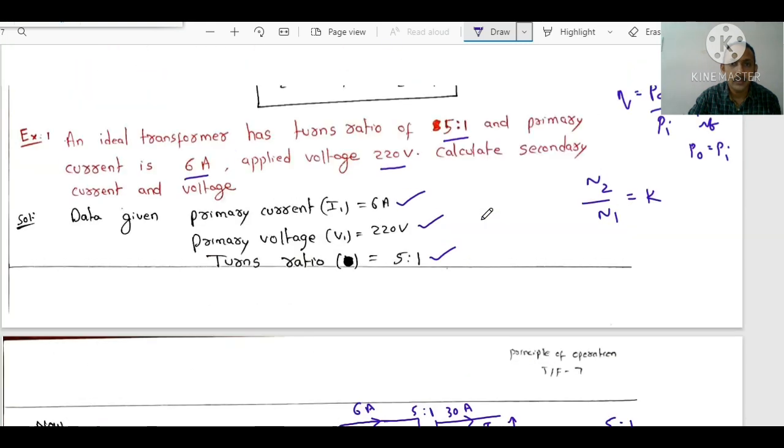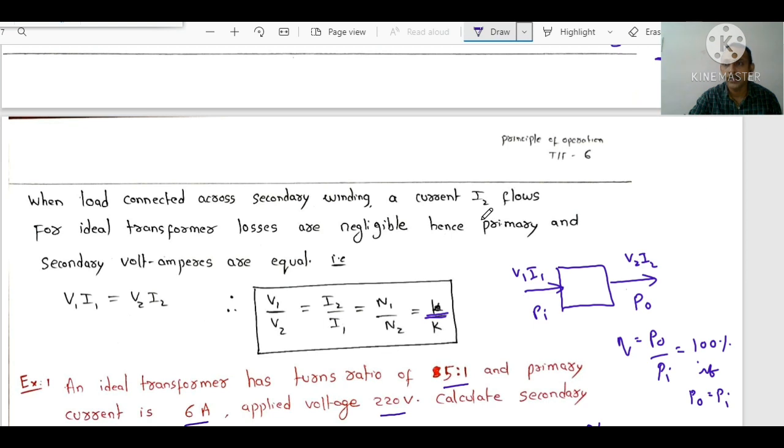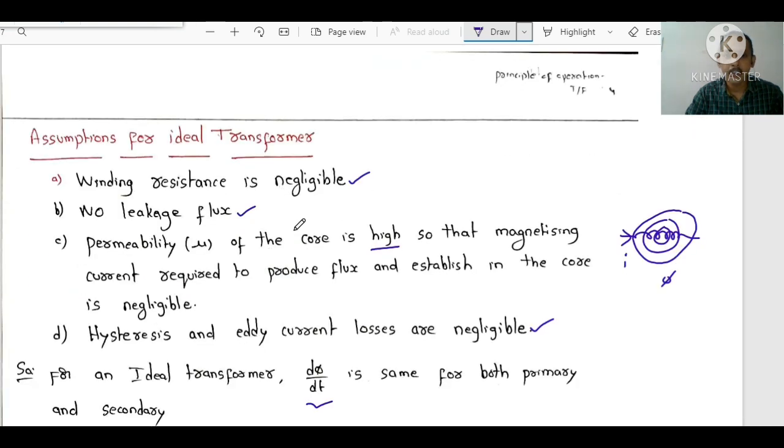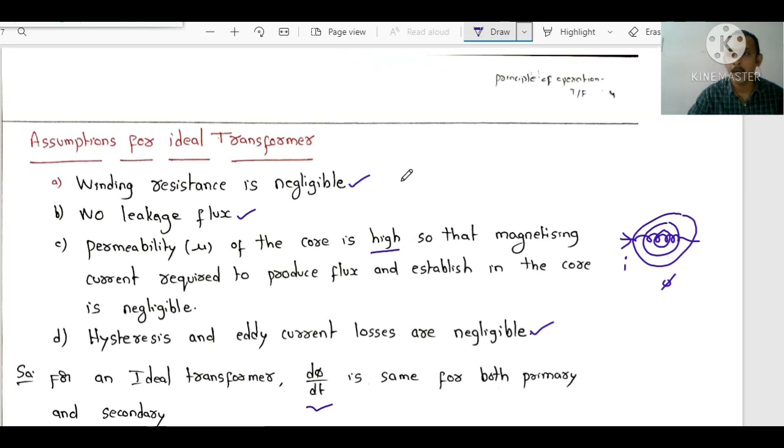Clear? Okay, please remember primary side voltage, primary side current, secondary side voltage, secondary side current. Transformers just transfer power from one circuit to another without any change in frequency. There will be change in the voltage and current levels depending upon whether it is a step up transformer or step down transformer. Ideal assumptions for a transformer: winding resistance is negligible, no leakage flux, permeability of the core is high, and hysteresis and eddy current losses are negligible. If these points are highlighted while attempting a question from this topic, you will get more marks.